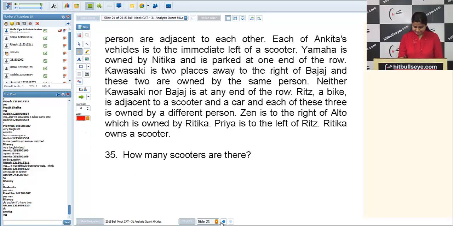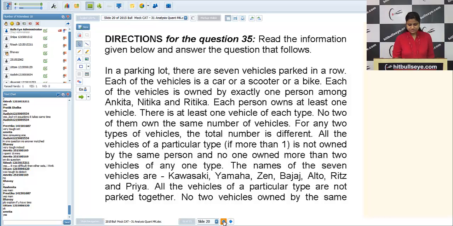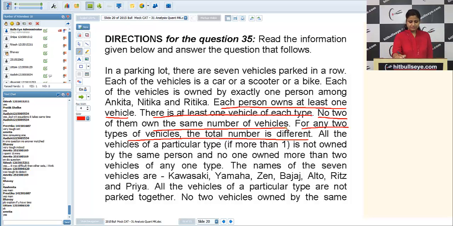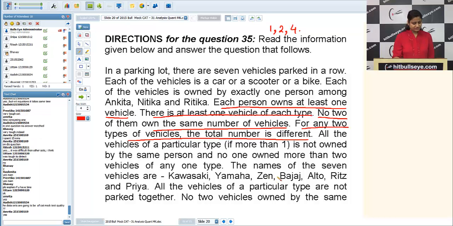See, I need data. See, first of all, what is the meaning of this line? Each person owns at least one vehicle. There is at least one vehicle of each type. For any two type of vehicle, the total number is different. And no two of them own the same number of vehicles. That was the starting of the set. So the number of vehicle with them will be 1 to 4 only, because they have at least one type of vehicle. The total number should be different.